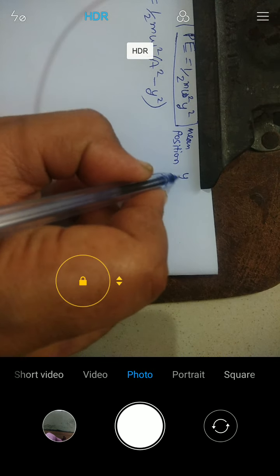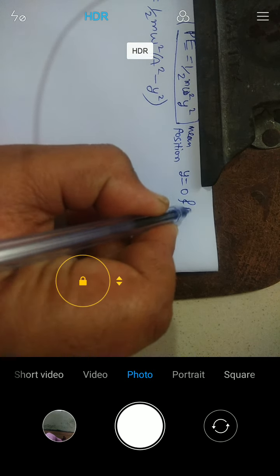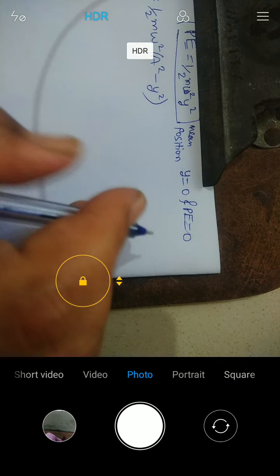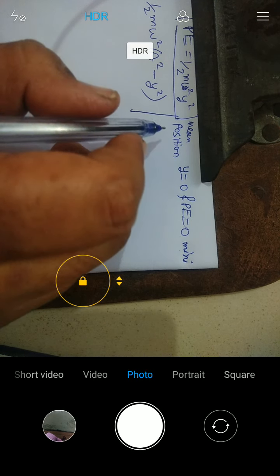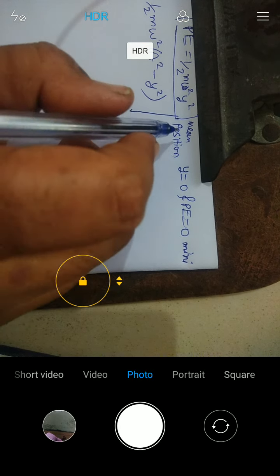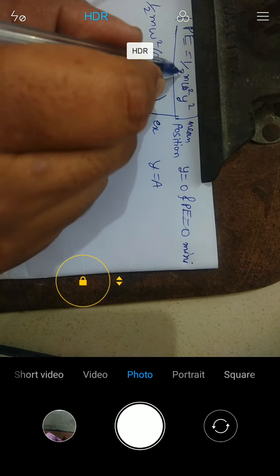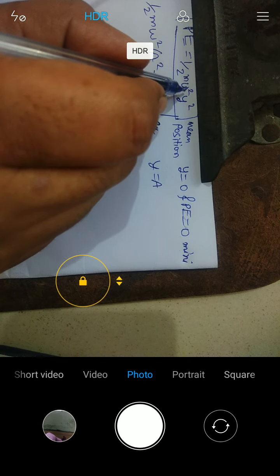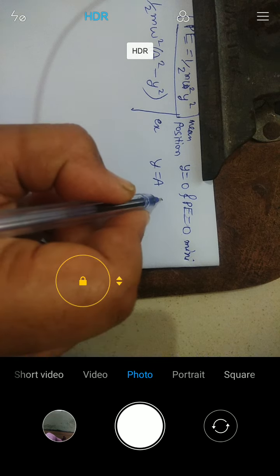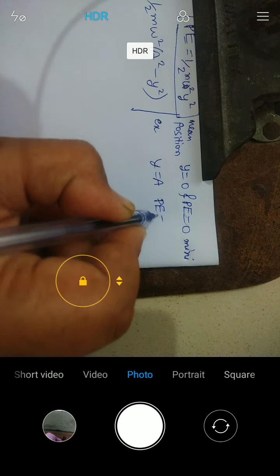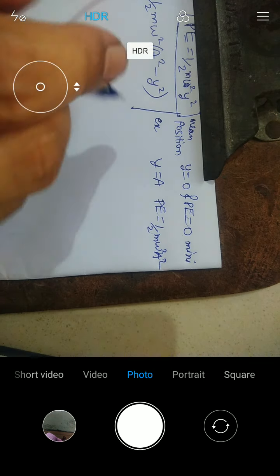If y is equal to 0, then potential energy is also 0, and it is a minimum. So the minimum is when y is equal to 0, then potential energy is equal to 0. At the extreme position, y is equal to a, then potential energy is 1 by 2 m omega square a square. That is the maximum position. Potential energy is 1 by 2 m omega square a square. It is the maximum energy.